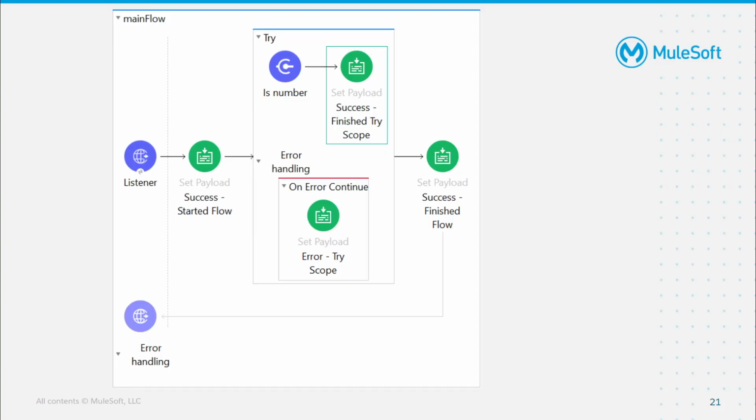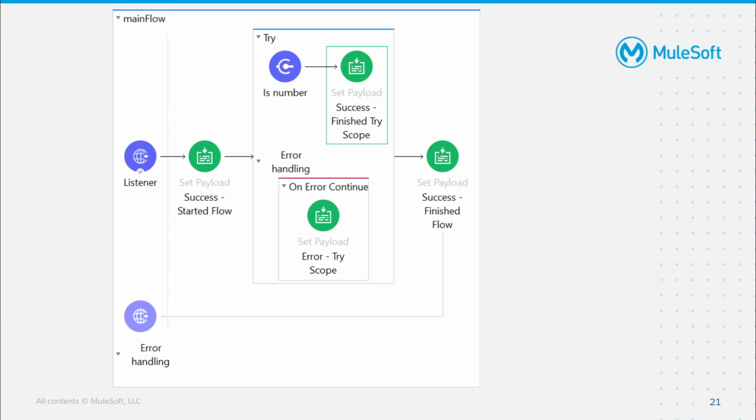The concept of processor-level error handling is very similar to that of many other programming languages that utilize the try-catch method for attempting to process certain components and handling the errors that occur without completely disrupting the entire application or flow. In MuleSoft, this is referred to as a try-scope.